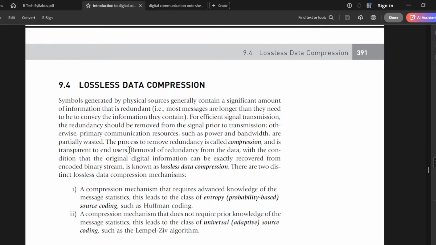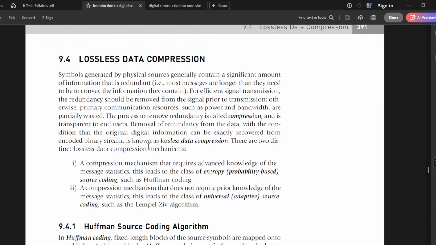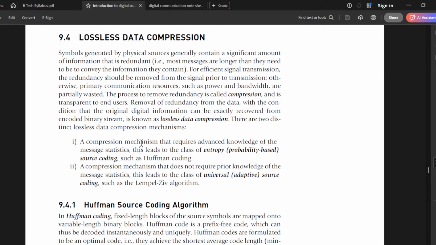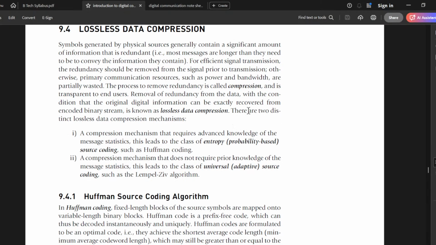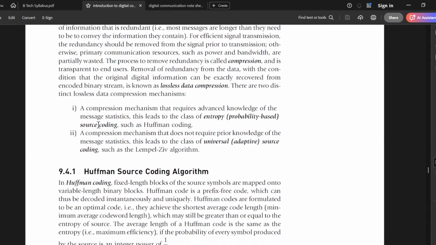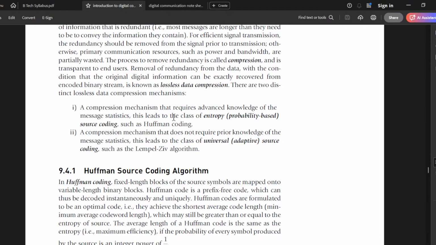It is transparent to end users. Removal of redundancy from the data, with the condition that the original data can be recovered from the encoded binary sequence, is known as lossless data compression. There are two distinct mechanisms. One is a compression mechanism that requires advance knowledge of the message statistics. This leads to the class of entropy or probability-based source coding, such as Huffman coding.